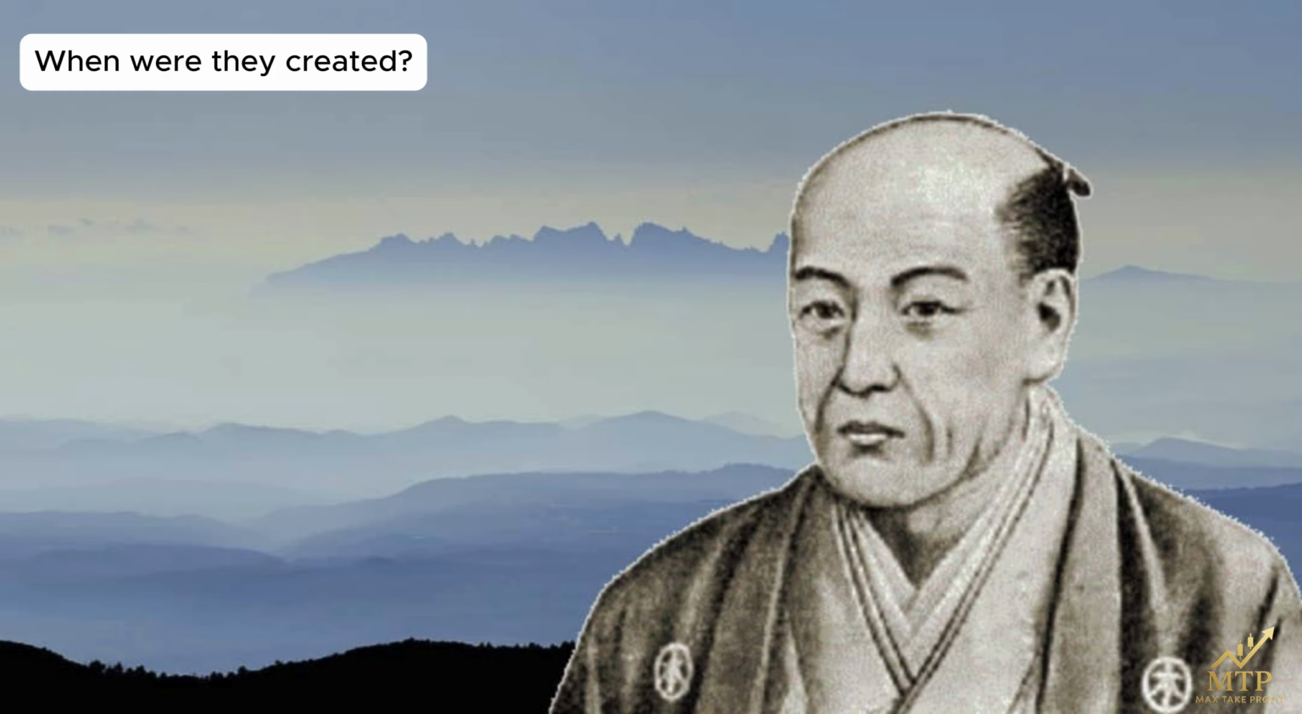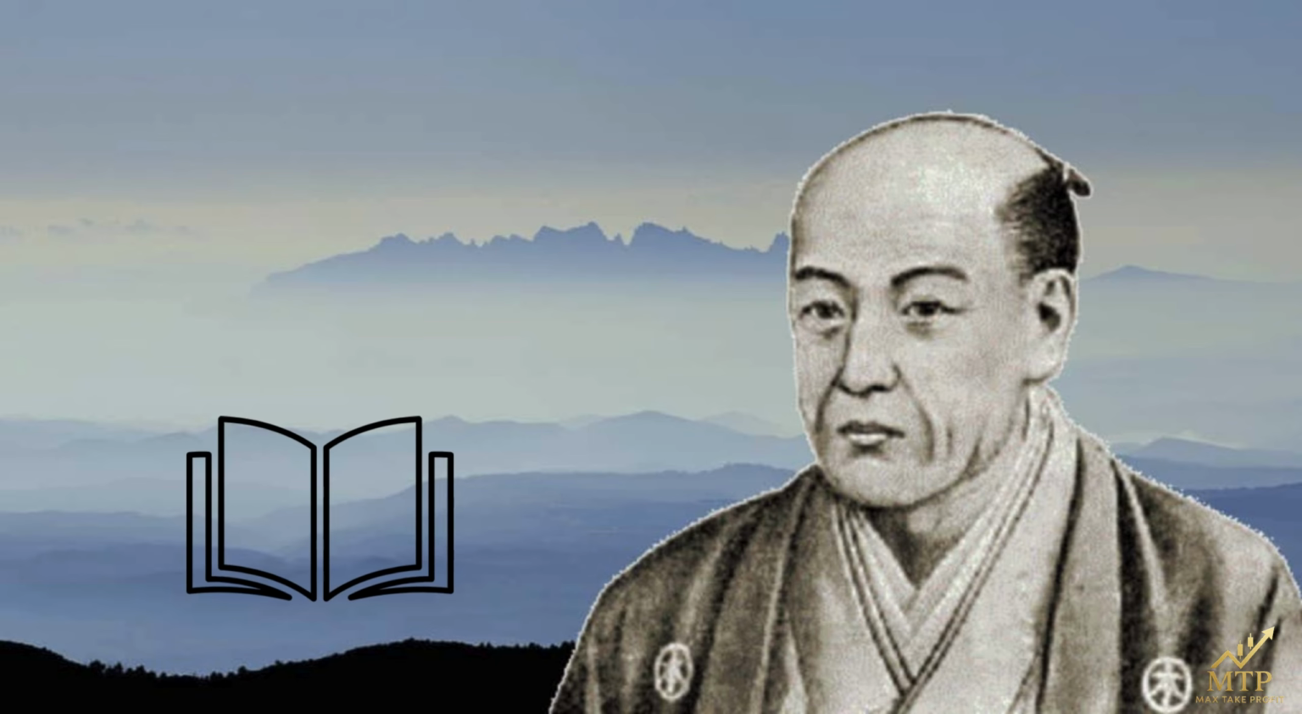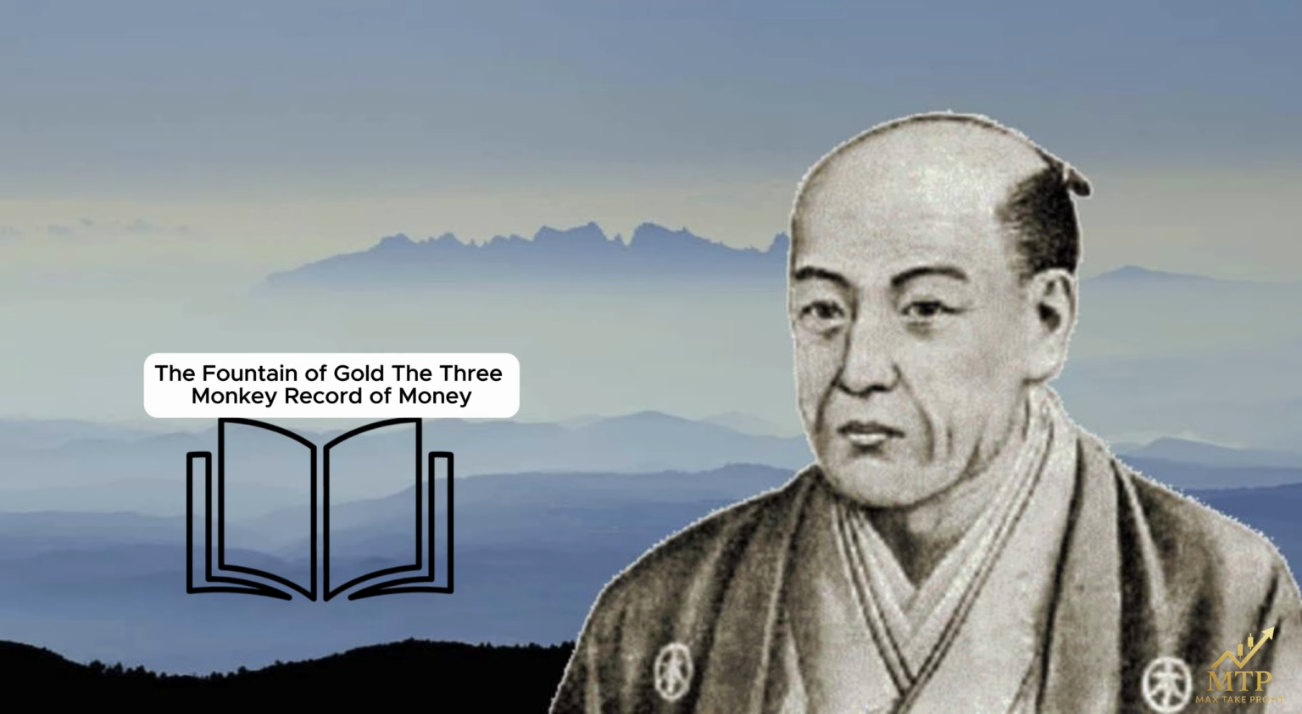When were they created? The first candlestick charts appeared in the 18th century, around 1750 to 1770. Homma used them to track rice prices in the markets of Osaka and Sakata. He even wrote a famous book titled The Fountain of Gold, the Three-Monkey Record of Money, where he explained the psychology behind market trends.